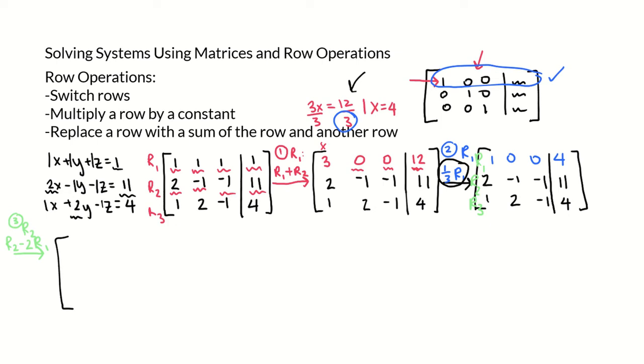Okay, so the first entry would be 2 minus 2 times 1, so 0. Negative 1 minus 2 times 0 is negative 1. And 11 minus 2 times 4 is 11 minus 8, which is 3. So we replace the second row with that, and then rewrite the first row and the third row.